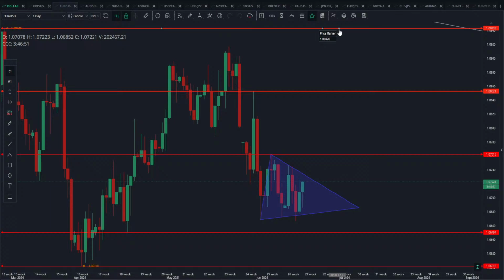Okay. So where is the support for the euro? Yes, the good support is 1.0649, but also this low can be seen as a support in case the price makes a high which is higher than these highs around 1.0746. This can happen today, this can happen next week.